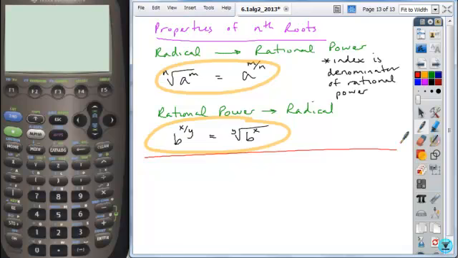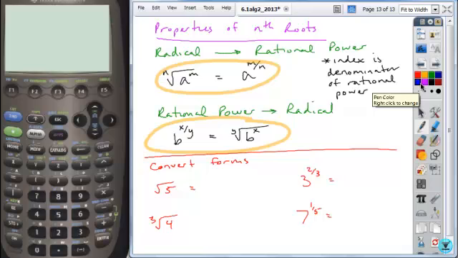All right, so if you're looking to convert forms here, I'm going to give you two radical forms and then two rational power forms. Again, just take a moment or two, see if you can identify what the opposite form would be. So convert radicals into rational powers, convert rational powers into radicals.